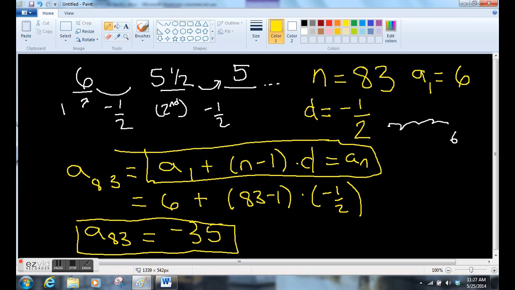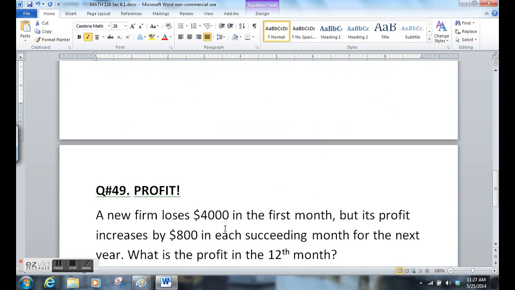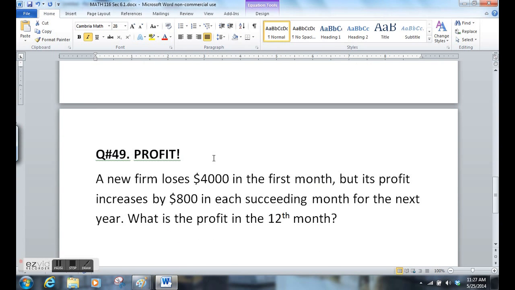Okay, here's one more problem from this section. Question 49, profit. Who doesn't like profit? Everyone does. A new firm loses $44,000 in the first month. Okay, but investors take heart. Its profit increases by $800 in each succeeding month for the next year. Well, good for them. What is the profit in the 12th month?